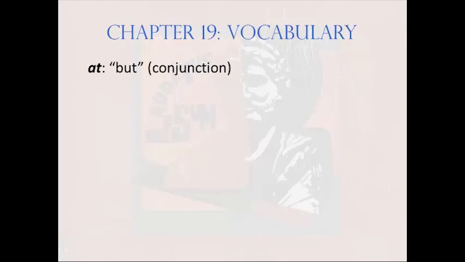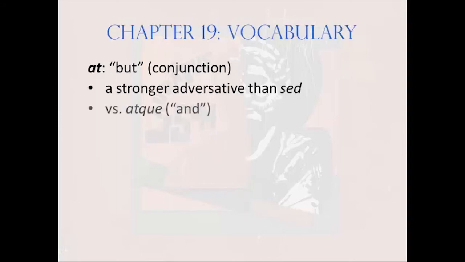The next word is at, meaning but. It's a conjunction, and it's slightly stronger in its adversative sense than sed, which also means but. Adversative is a grammatical term for a word that turns the logic in a sentence, as in, I went to the store, but I didn't buy bread. It's important to distinguish at from atque, meaning and, which is not adversative at all.